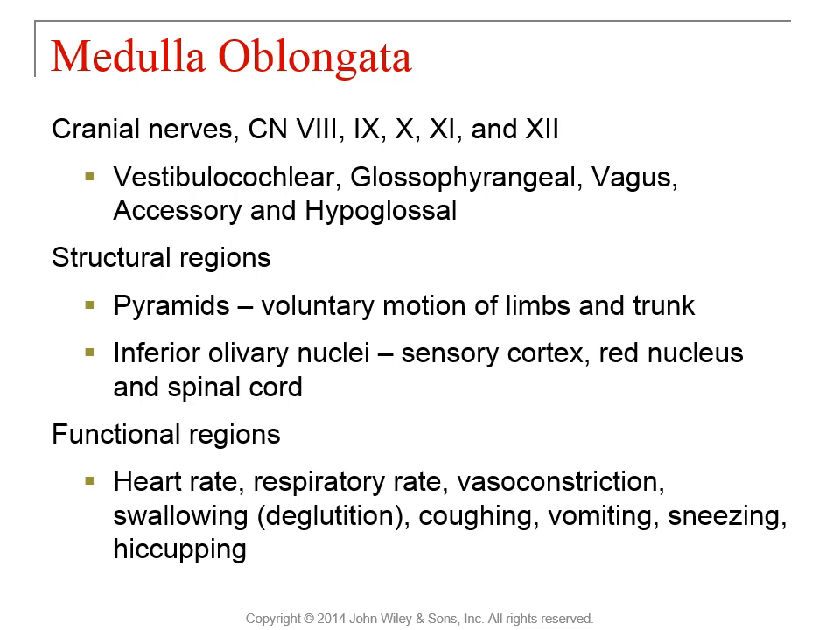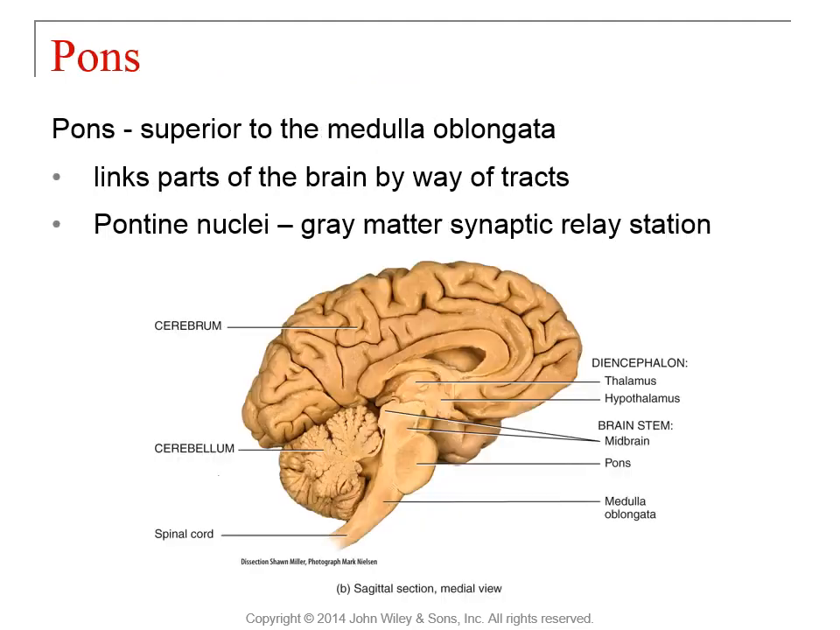So again, when we look for any kind of problems with the medulla oblongata, we look for problems with controlling heart rate, respiratory rate, problems with vasoconstriction, deglutition, or any kind of problems with uncontrollable coughing, vomiting, uncontrollable sneezing, and hiccuping that simply doesn't go away. Usually we're sending for some kind of x-ray and a CAT scan to basically address any problems with the medulla.